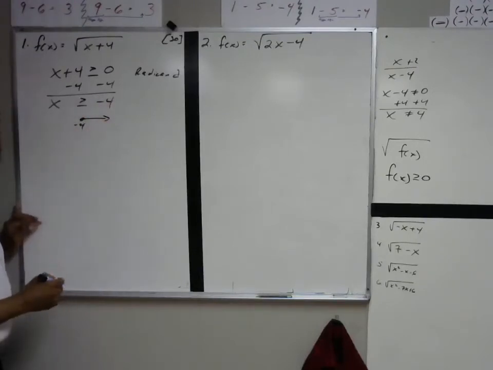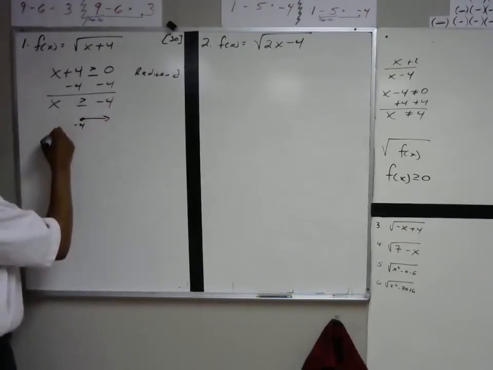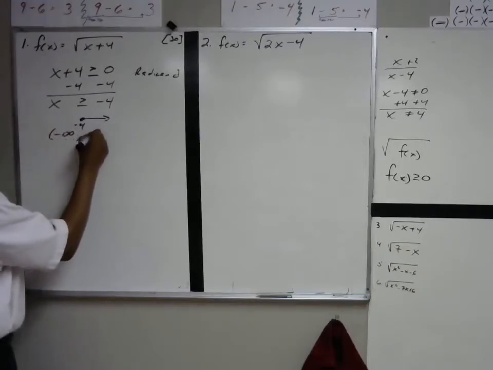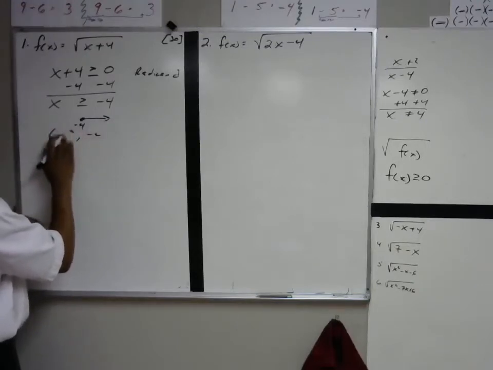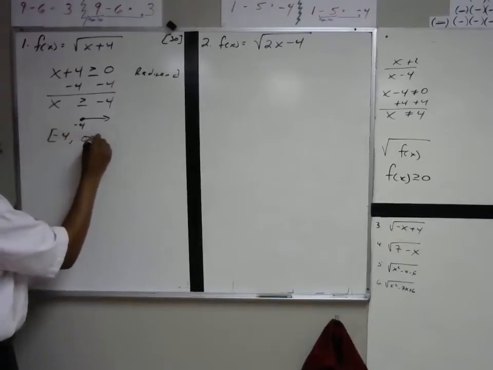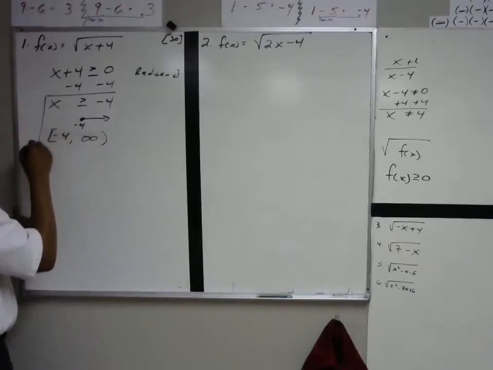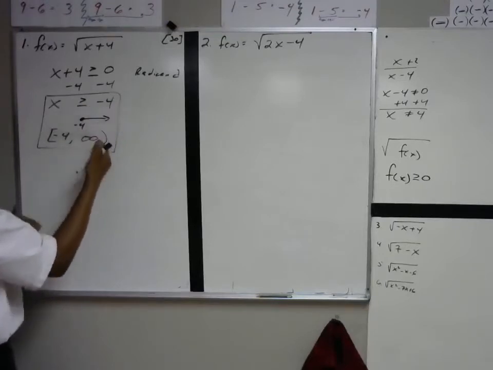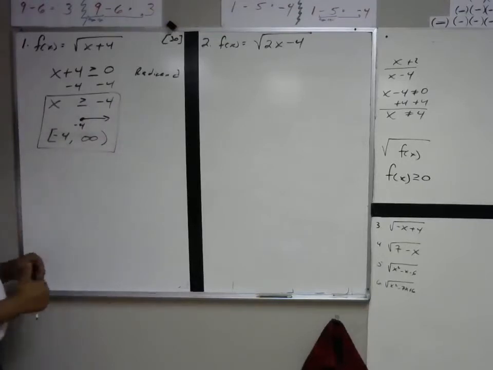Then finally, interval notation would be negative infinity, to the left, backwards. Negative 4 to the left, bracket negative 4, and then positive infinity to the right. So these are 3 ways to express the solution for the domain.